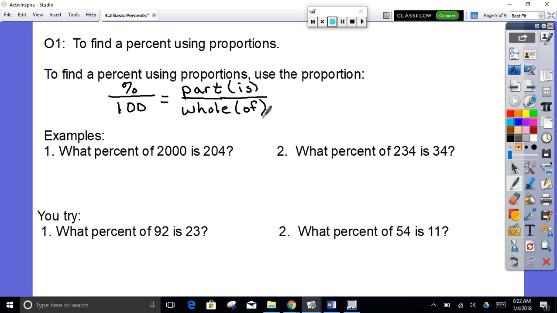So the first example, what percent of 2,000 is 204? So we can look at this. It's asking us what percent. The percent is the missing thing. I'm going to use P to represent percent. So P over 100 equals, now we just have to fit in part and whole. Well, we have the clue words here. We have the is and the of. It's saying what percent of 2,000. So the of is the whole, so we put the 2,000 on the bottom, is 204. We put that on the top. And then we just have to solve the proportion.